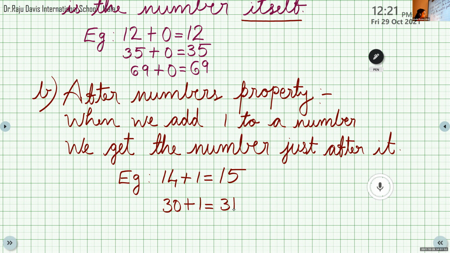Then one more I will write here. 99 plus 1. What is the answer? 100. Yes, 100. 99 plus 1 is 100. And after this, you can write one example of your own.